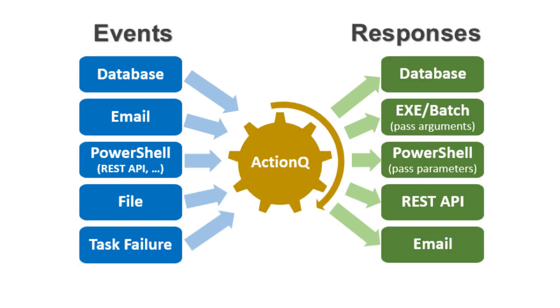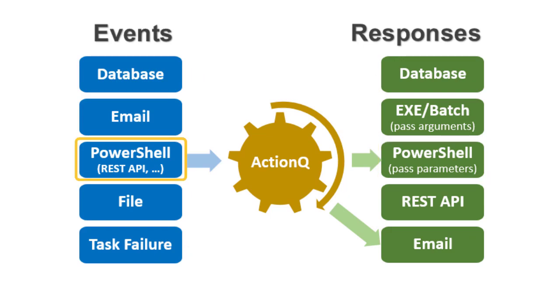PowerShell scripts can be used within ActionQ either as event sources or event responses. This video focuses on a use case where a PowerShell script calls a REST API that returns a list of to-do items. It detects new to-do items using a mirror table logic, and in response calls a PowerShell script to display a Windows notification as well as send an email.